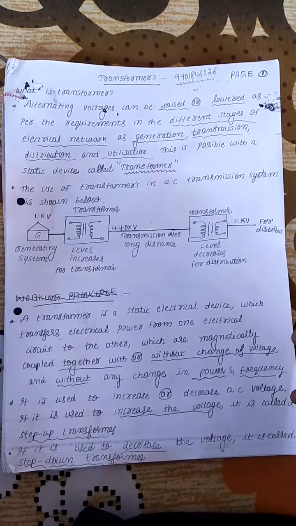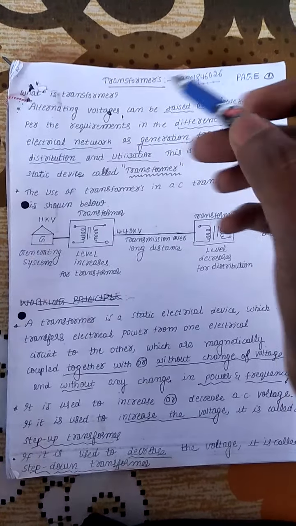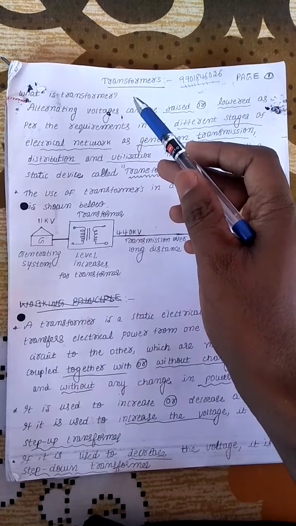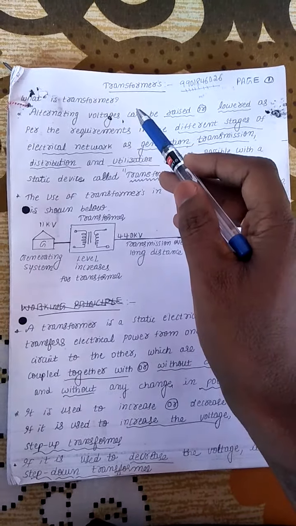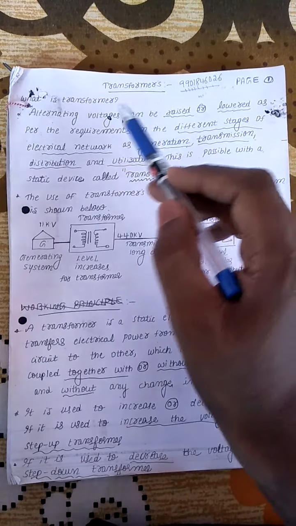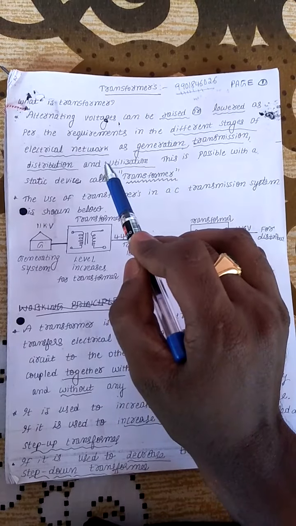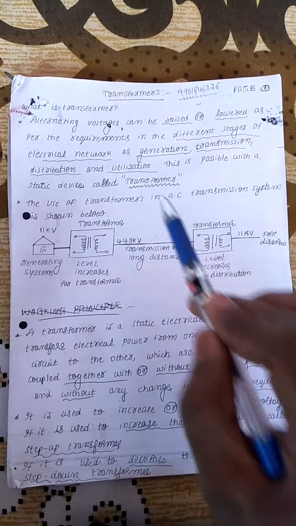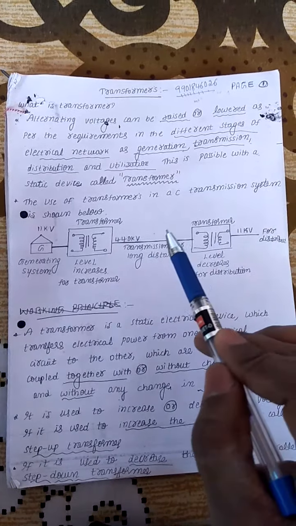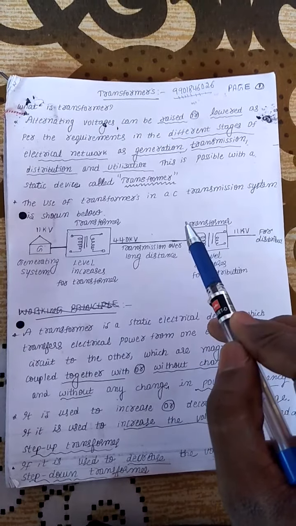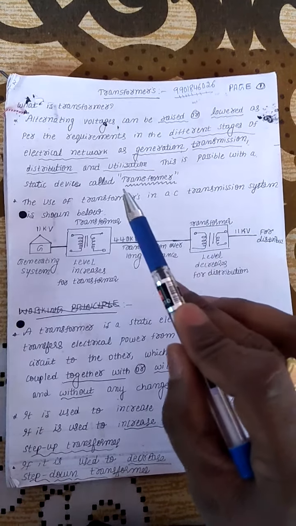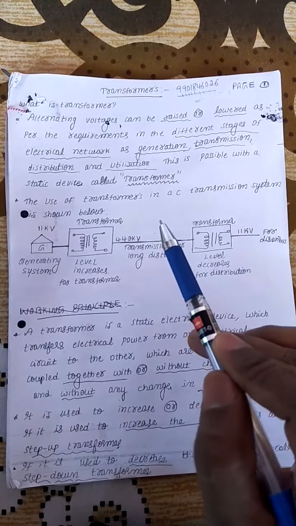In today's class, I am going to explain about the transformer. Transformers are used to raise or lower alternating voltages at different stages in an electrical network, such as transmission, generation, distribution and utilization. Such a device we call a transformer.